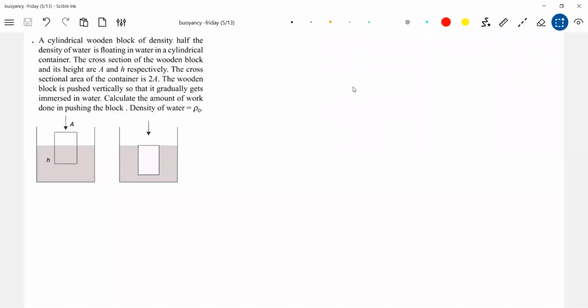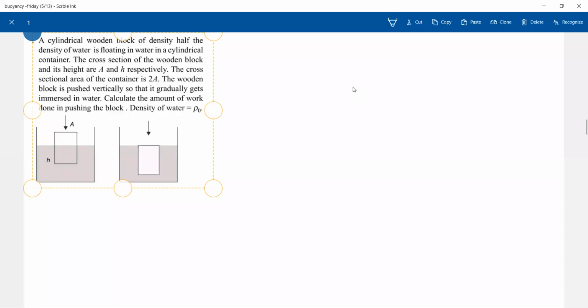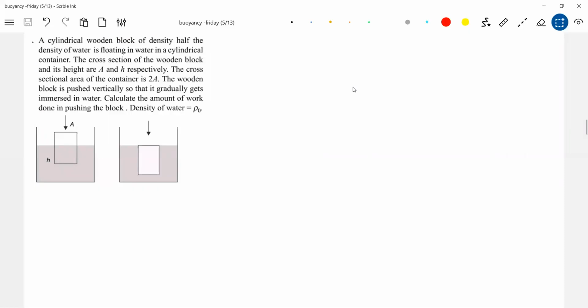A cylindrical wooden block has half the density of water. So here we'll make it: this is the density sigma, this will be 2 sigma, or rather 2 rho, we'll write it. Rho, this is 2 rho.